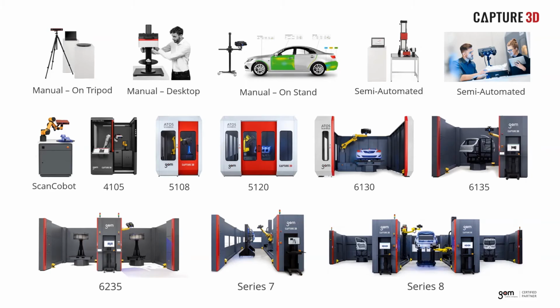Speaking of the benefits, another thing that I would like to note is that optical 3D scanners are portable, scalable, and come in a variety of configurations. We have many different configurations of our ATOS system, from the manual to the fully automated. The top row displayed shows our manual and semi-automated systems, followed by the middle and bottom rows showing some of our fully automated configurations.